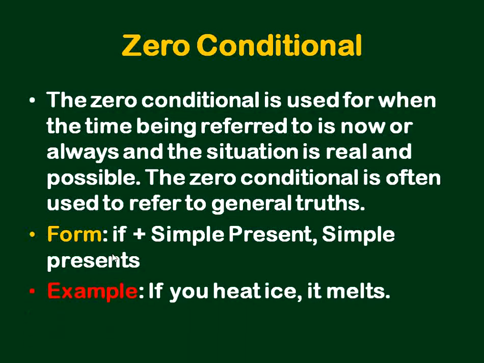Example, if you heat ice, it melts. You know it. This is a general truth. If you heat ice, it melts. ನೀವು ಐಸ್ ಅನ್ನ ಬಿಸಿ ಮಾಡಿದ್ರೆ ಅದು ಕರಗುತ್ತೆ. ಇದು ಸಾಮಾನ್ಯವಾಗಿರ್ತಕ್ಕಂಥ ಸಾರ್ವತ್ರಿಕ ಸತ್ಯ. ಸೊ ದಿಸ್ ಸಾರ್ವತ್ರಿಕ ಸತ್ಯವನ್ನು ಹೇಳೋದಕ್ಕೆ we use this zero conditional.